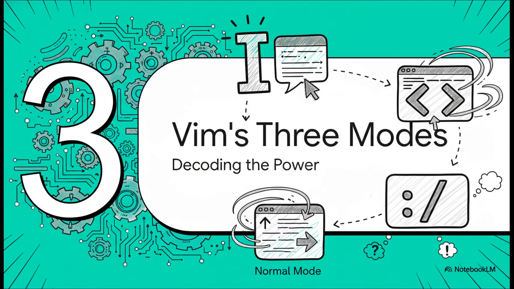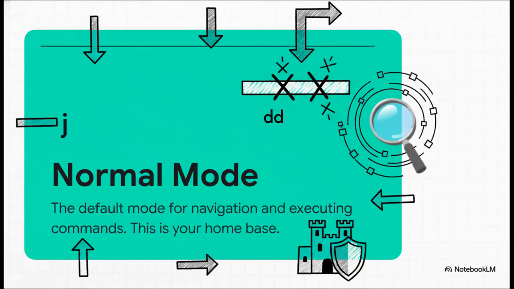Now, the single biggest thing that trips people up when they first try Vim is understanding that it has different modes. It's not like a normal text editor where every key you press just types a letter. So let's break this down, because once you get this, everything else starts to click. The second you open Vim, you are in what's called normal mode. This is your command center. In this mode, the keys on your keyboard don't type letters, they issue commands.